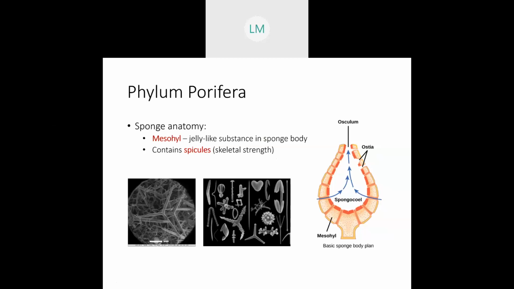So that's the jelly-like substance right there. And this is important because it contains what are called spicules. So spicules are basically the skeleton of a sponge. So they don't have bones, right? But they do have these spicules here. You can see a microscope view of those in those pictures. Those are going to give the sponge skeletal strength, allow it to stand upright and be sturdy.